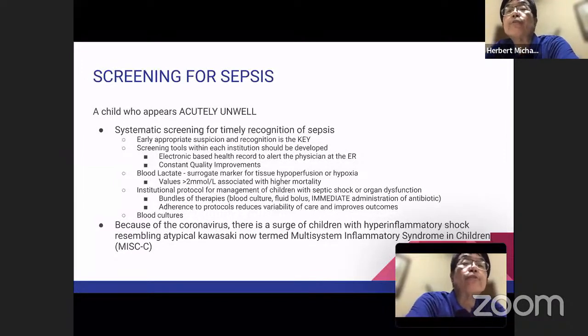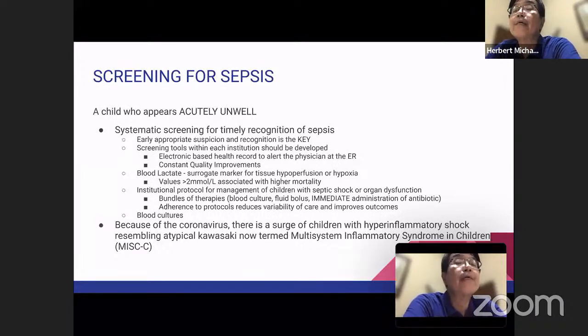So every institution would have their protocols for septic shock or dysfunction, and you just need to do your blood culture and fluid boluses. I want to stress that it has to be immediate administration of the antibiotic. The moment you consider sepsis, the moment you want to give an antibiotic, it has to be given as soon as possible.